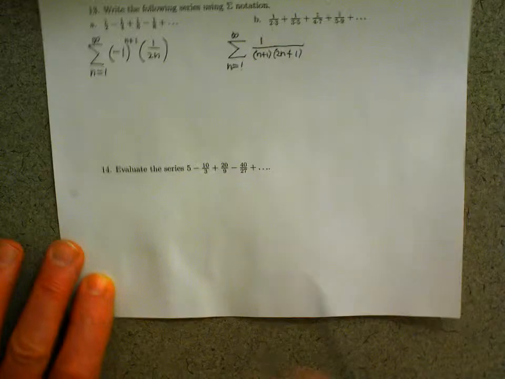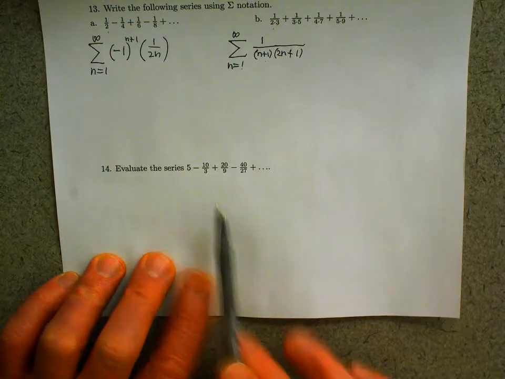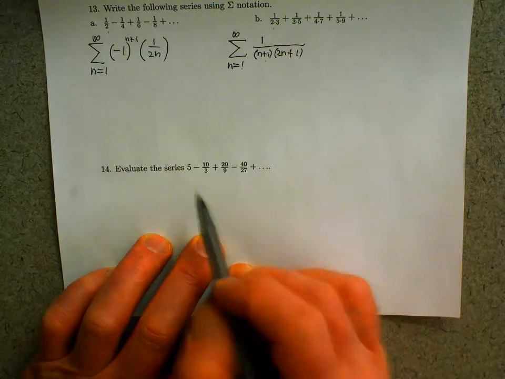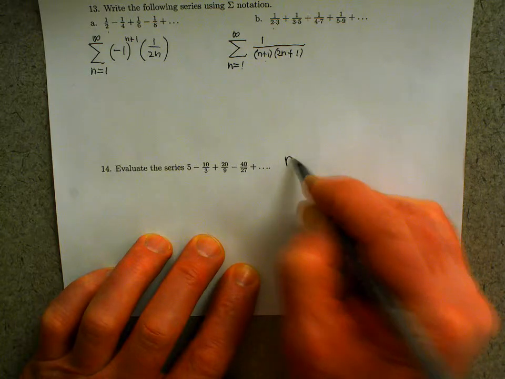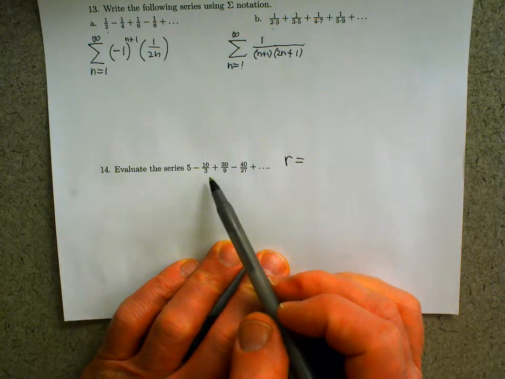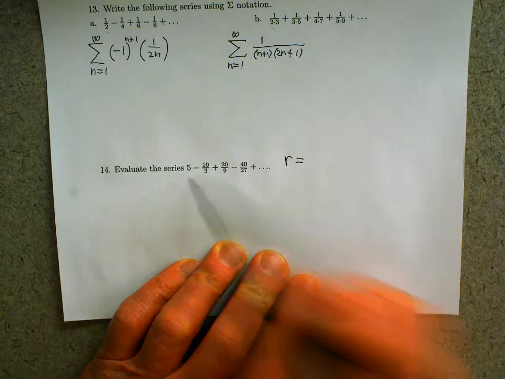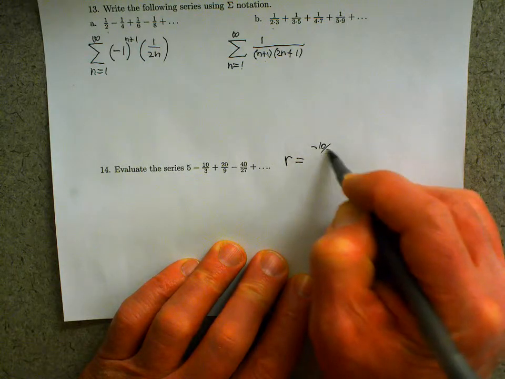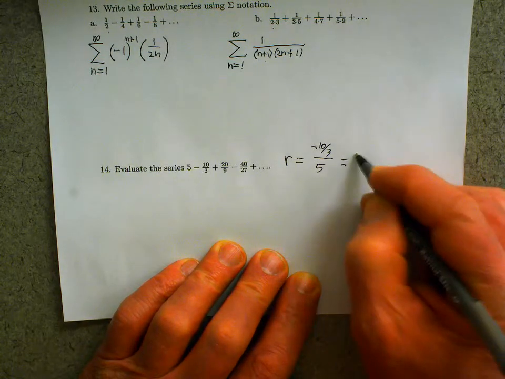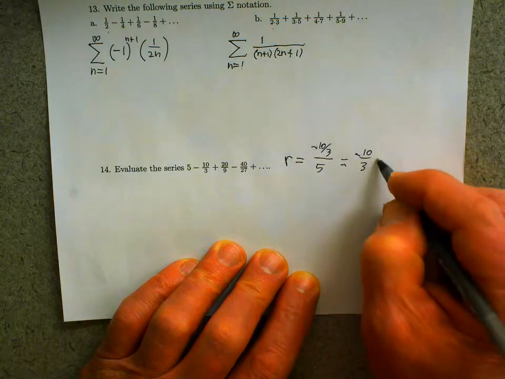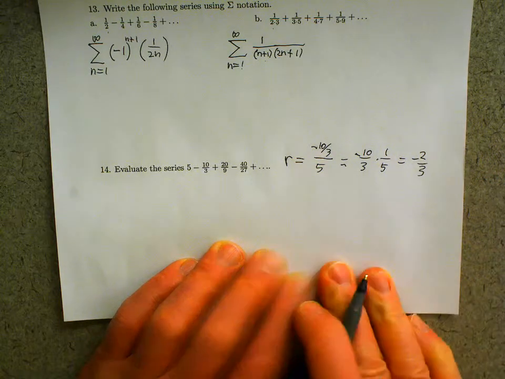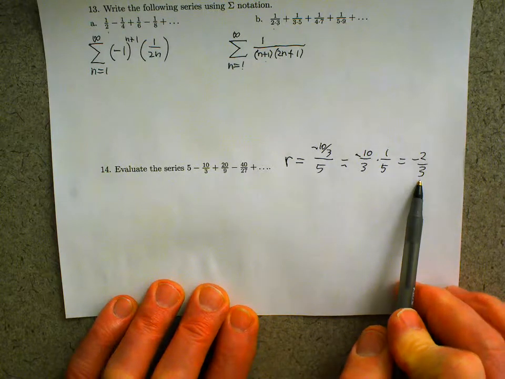And the next one, evaluate the series, 5 minus 10 thirds plus 20/9 minus 40/27. You can verify that the common ratio, if you divide one term by the term immediately to the left, such as negative 10 thirds divided by 5, and then simplify, negative 10 thirds times the reciprocal of 5 is negative 2 thirds. So the common ratio is negative 2 thirds.